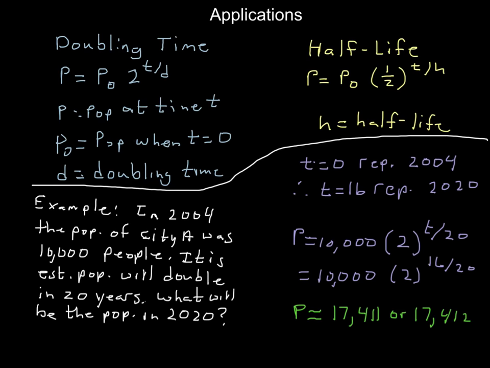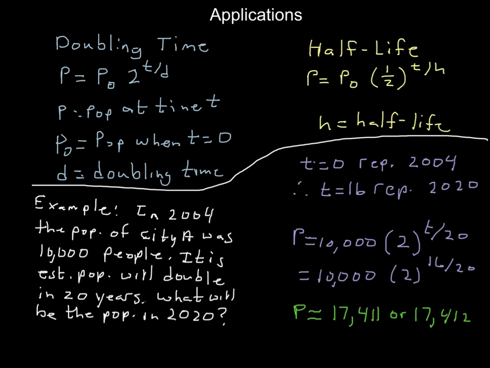17,411 and some decimal. Different people will evaluate this in different ways. We can't have a portion of a person, so it doesn't make any sense to round this to 2 or 3 decimal places. So the question is, do you round it down or do you round it up? In this case, I will leave it up to you. I will accept either 17,411 or 17,412.